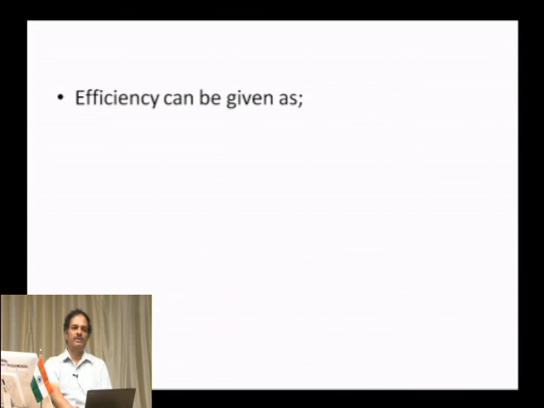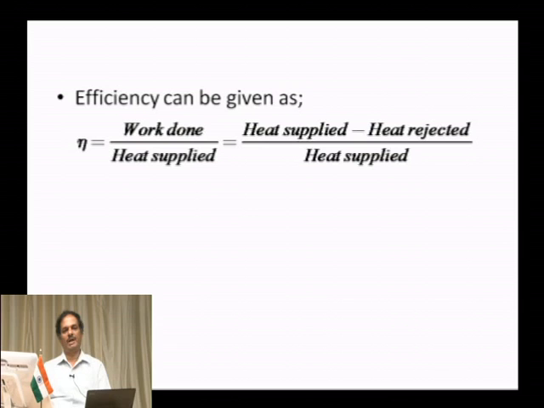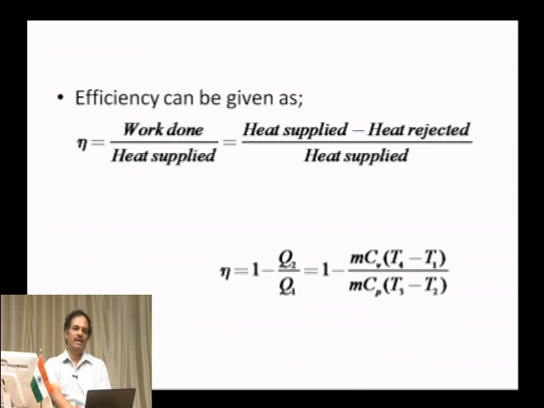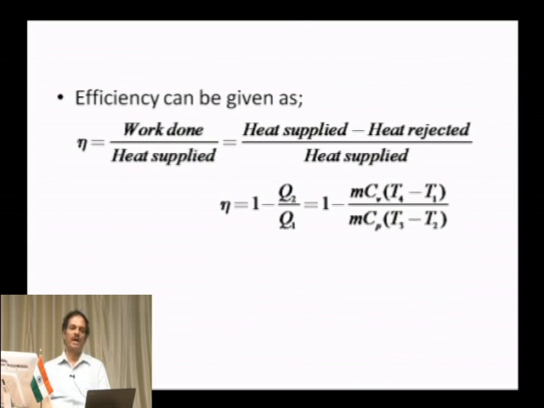Now the efficiency is work done divided by heat supplied. So that is the efficiency of any air standard cycle. Work done is the output, heat supplied is the input. Therefore work done is the difference in heat supplied and heat rejected, so efficiency is heat supplied minus heat rejected divided by heat supplied. Heat supplied is Q1, heat rejected is Q2. So if you substitute here, you will get efficiency as 1 minus Q2 by Q1, that is 1 minus mCv (T4 minus T1) divided by mCp (T3 minus T2).